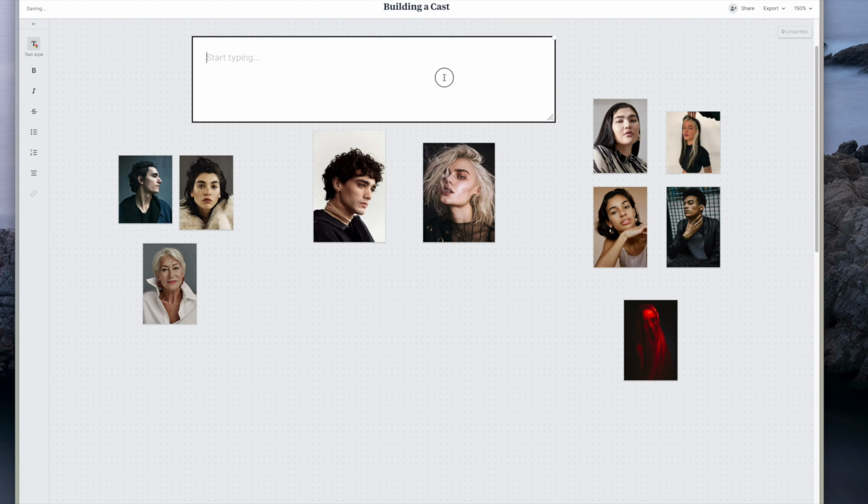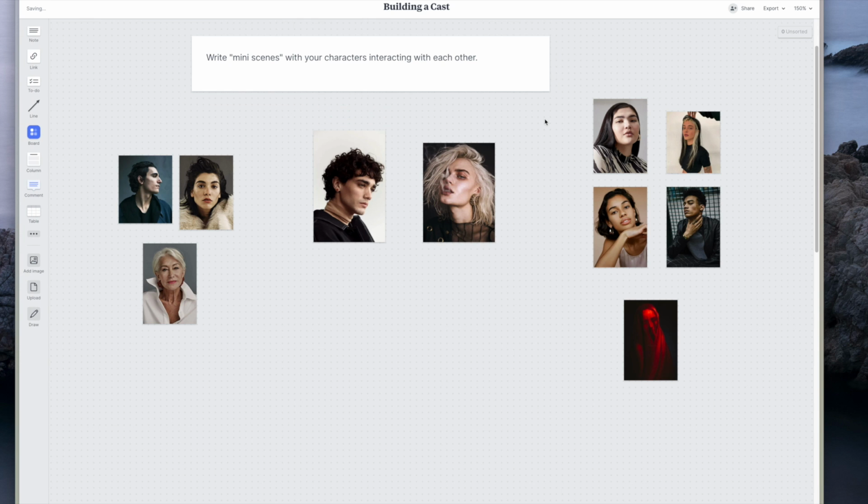Another thing that I like to do, which I think a lot of writers do, is to write mini scenes with your characters interacting with each other. I find this more helpful than filling out a 100 question questionnaire, like what is their favorite color. Instead, I'd rather see how everyone interacts with each other when they're put in a different scenario.